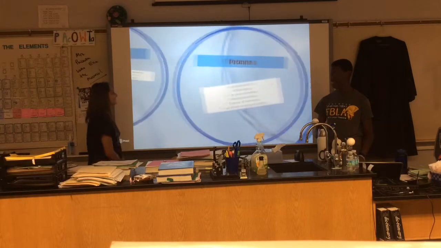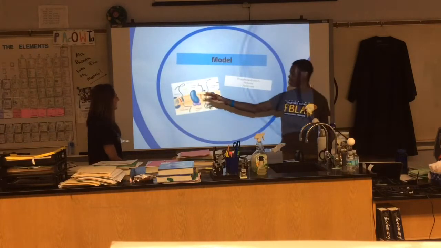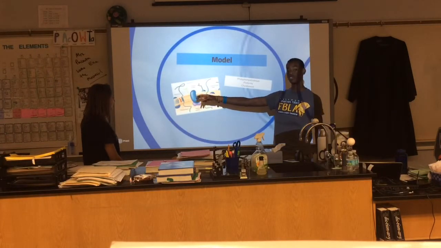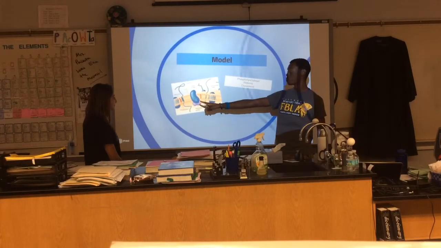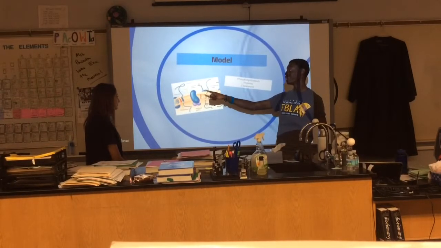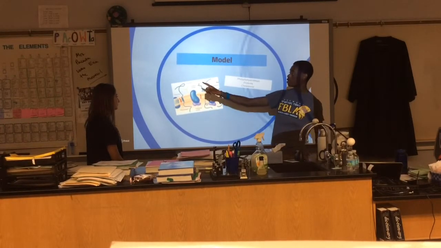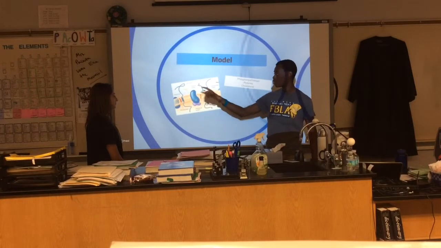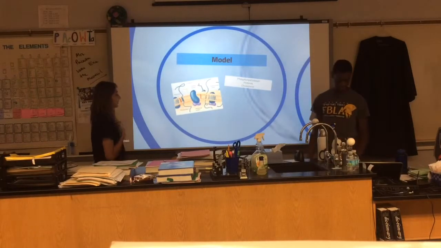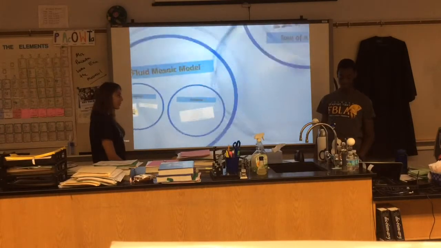Now, if you look here, we have the integral proteins, which are the ones that are crossing the membrane. And then you have the peripheral proteins, which are on the exterior of the membrane. They cannot cross it. If you look here, we also have the cholesterol and the glycoproteins. Thank you. Got that.